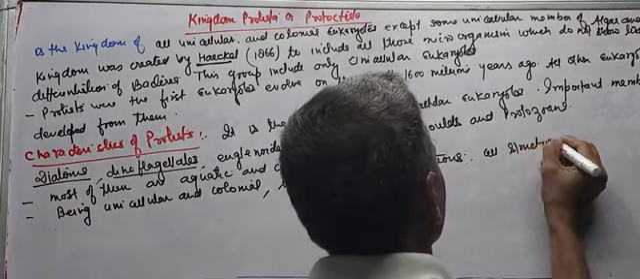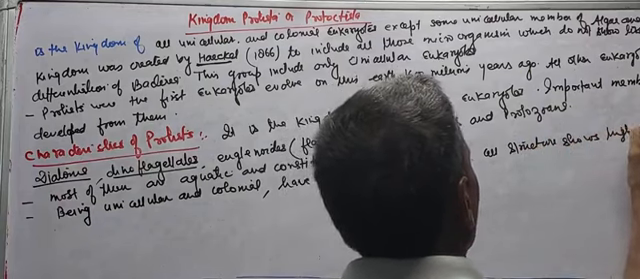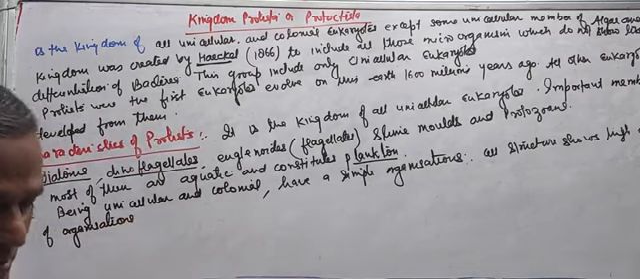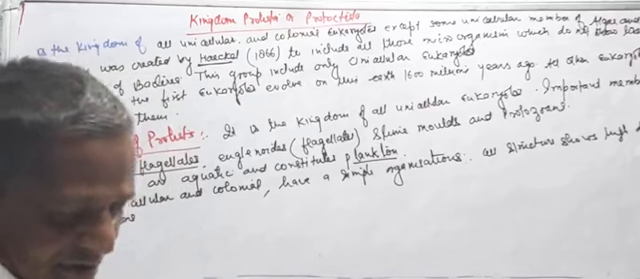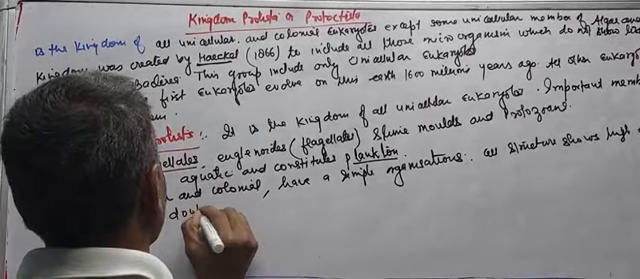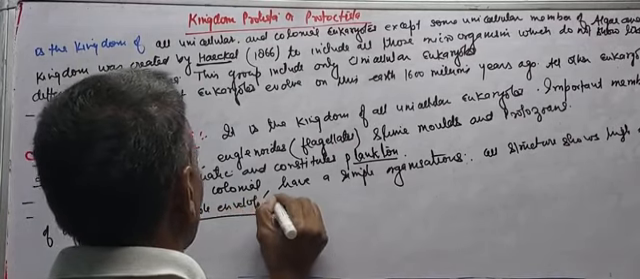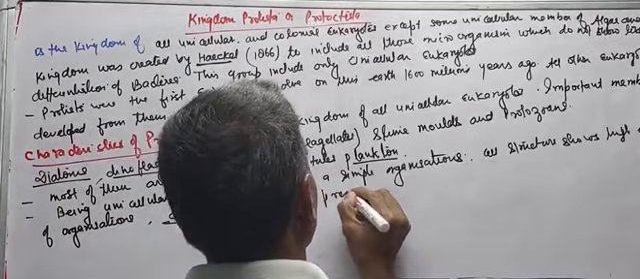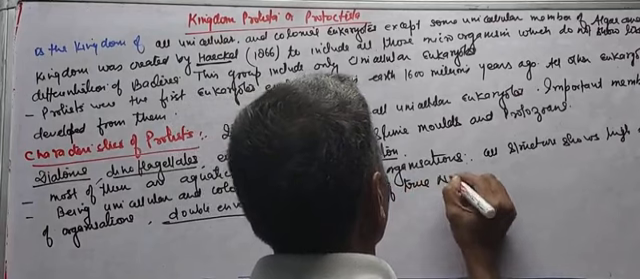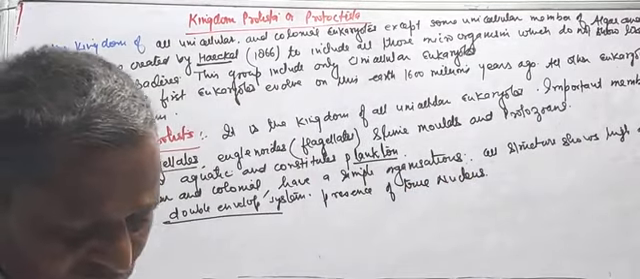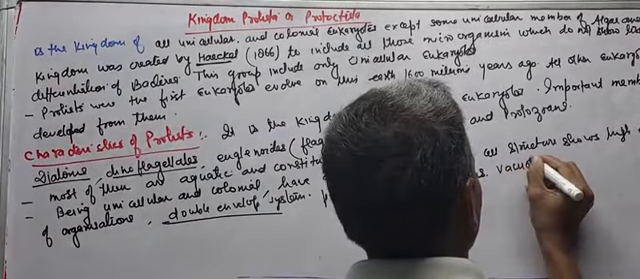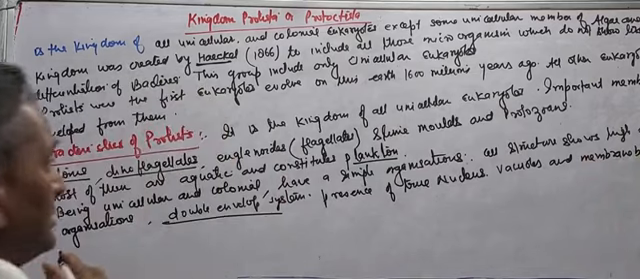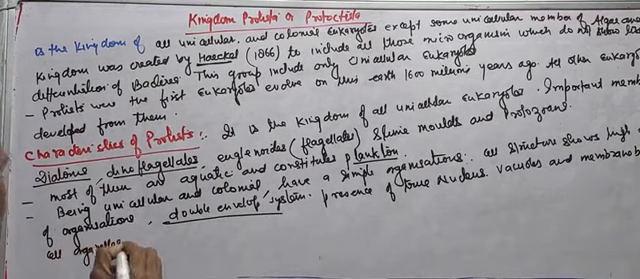Cell structure shows high degree of organization. Double envelope system. Presence of true nucleus. Vacuoles and membrane bound cell organelles.